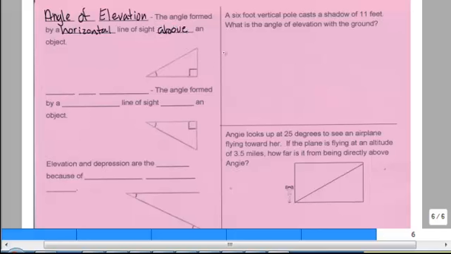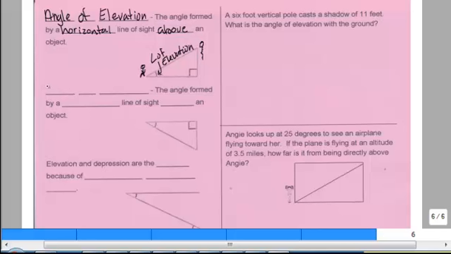an object. So that means, like, if you're looking at a balloon flying in the sky, I guess, and you're standing right here, this would be the angle of elevation that you are looking up from. So angle of elevation is always looking up.